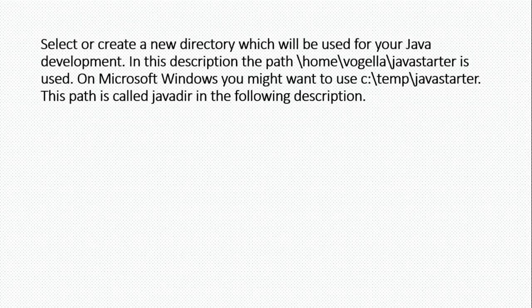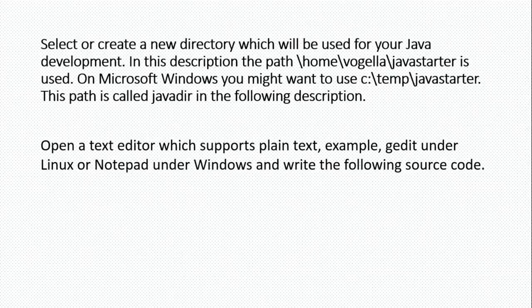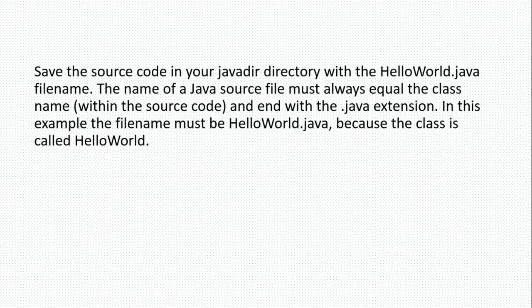/home/vogella/javastarter is used. On Microsoft Windows you might want to use C:\temp\javastarter. This path is called javastarter in the following description. Open a text editor which supports plain text, for example gedit under Linux or Notepad under Windows, and write the following source code. // A small Java program. public class HelloWorld { public static void main(String[] args) { System.out.println("Hello World"); } } Save the source code in your javastarter directory with the file name HelloWorld.java.